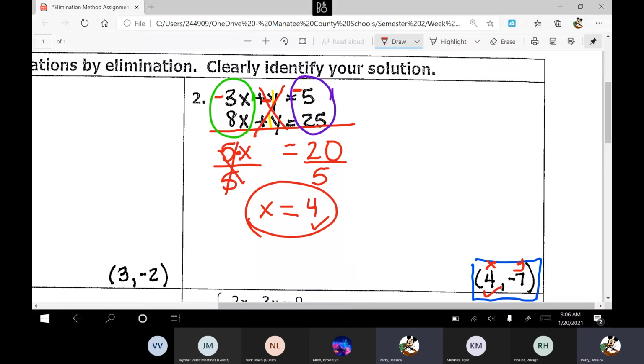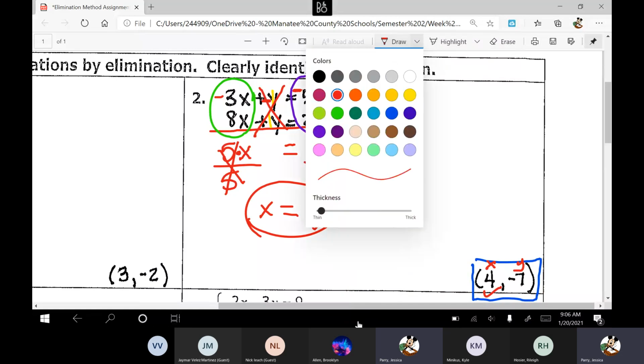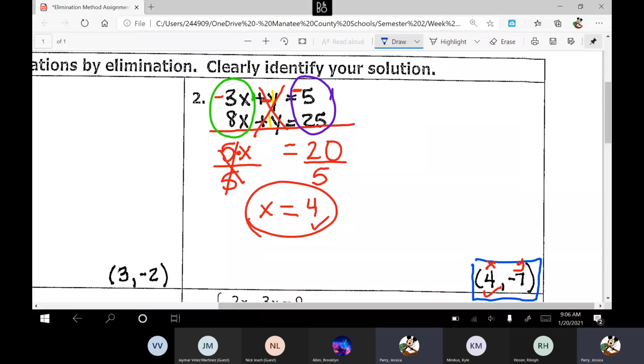Okay, now we need to figure out what is y. We already have that x equals 4. Now we're going to pick one of those equations. You can always pick the easier one if you see an easier one. But you can always pick either one of those equations. It doesn't matter. You're still going to get the right answer as long as you do all the math correct.